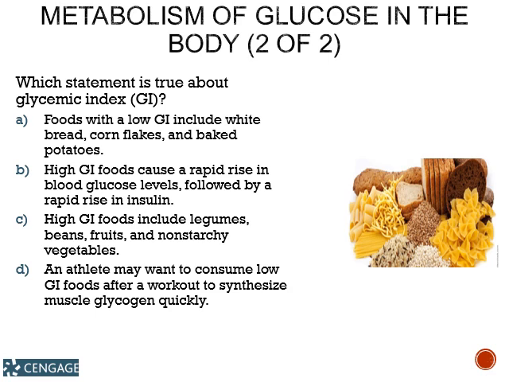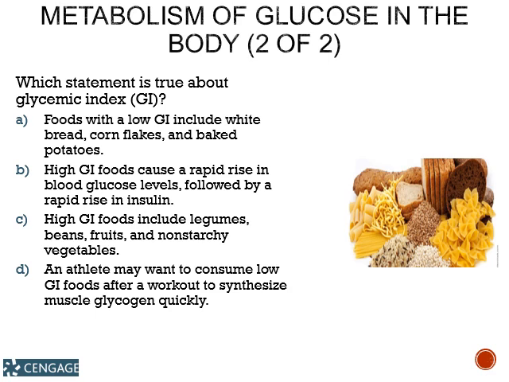Which statement is true about the glycemic index? Is it A? Foods with a low glycemic index include white bread, cornflakes, and baked potatoes. Is it B? High glycemic index foods cause a rapid rise in blood glucose levels followed by a rapid rise in insulin. Or is it C?